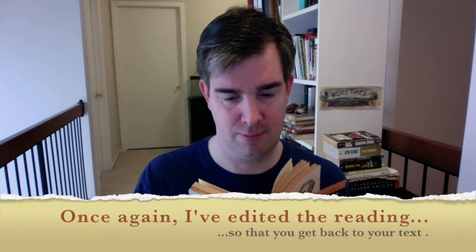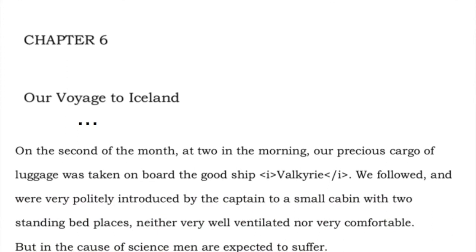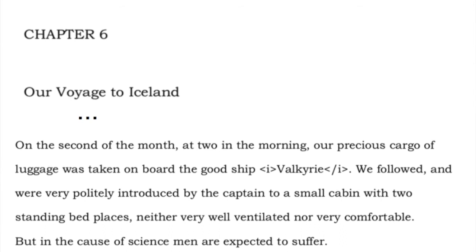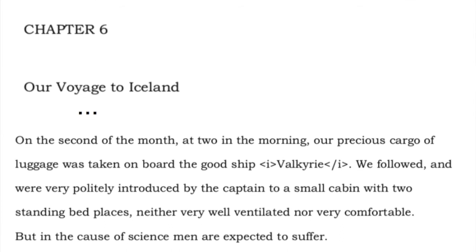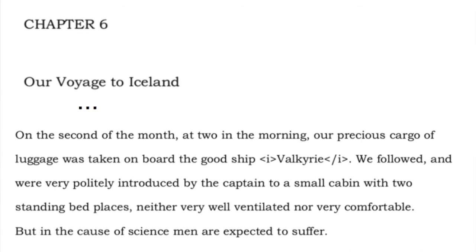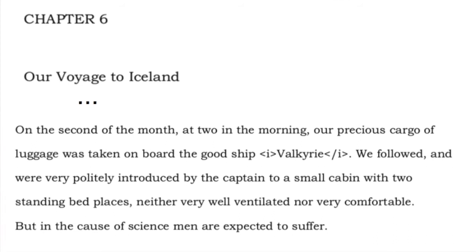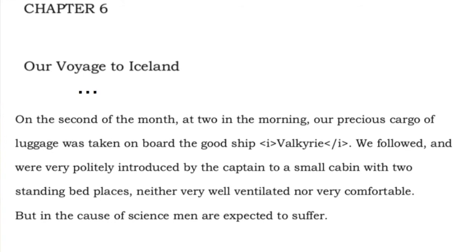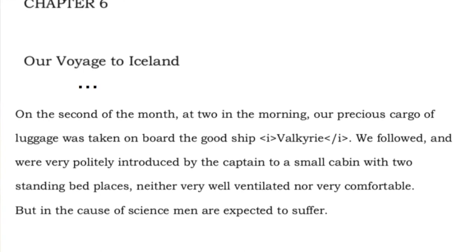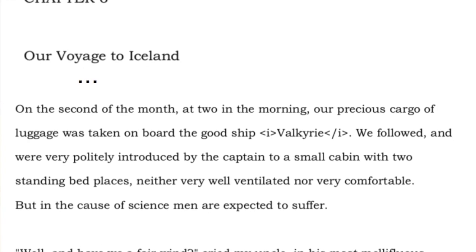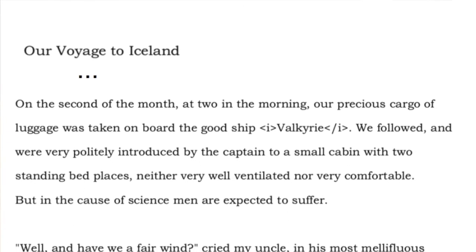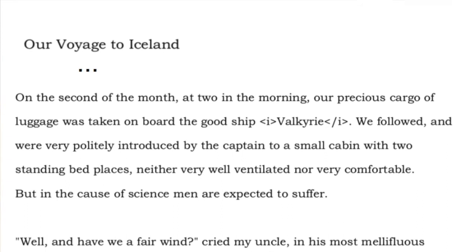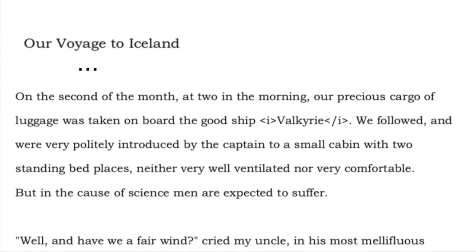Chapter 6. Our Voyage to Iceland. On the 2nd of the month, at 2 in the morning, our precious cargo of luggage was taken on board the good ship Valkyrie. We followed, and were very politely introduced by the captain to a small cabin with 2 standing bed places, neither very well ventilated nor very comfortable. But in the cause of science, men are expected to suffer.